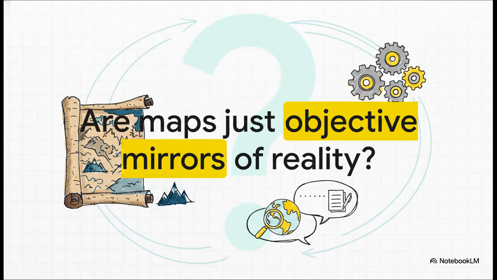So here's a question. Are maps just objective mirrors of reality? We tend to think of them as perfectly neutral reflections of the world, a one-to-one copy of reality. But the truth is, they are constructed languages, and they're incredibly powerful social tools. A map is less like a photograph, and actually it's way more like a highly edited essay. Every single map you've ever looked at is a result of thousands of conscious decisions about what to include, what to emphasize, and maybe most importantly, what to leave out.